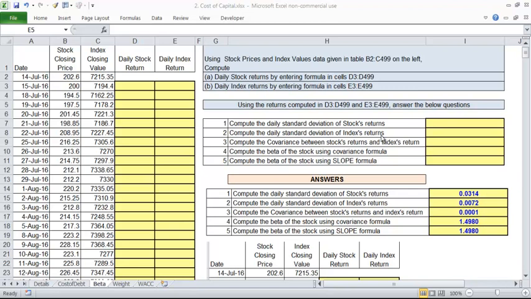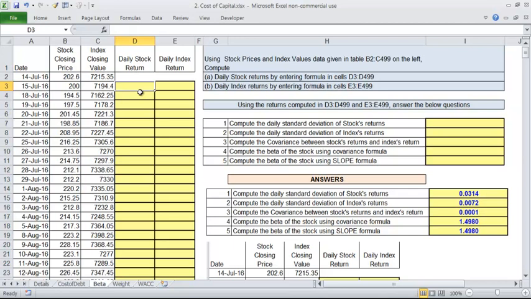First of all, we have to compute the returns. Note that the standard deviation or the covariance is not computed on the prices. Those are computed on the returns. So the data is, this is the date, this is the stock closing price and the index closing price. We'll take the closing prices.